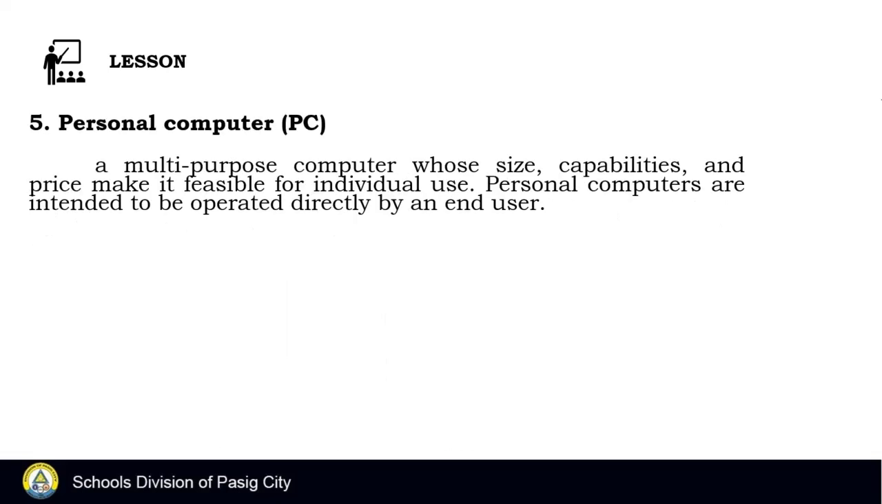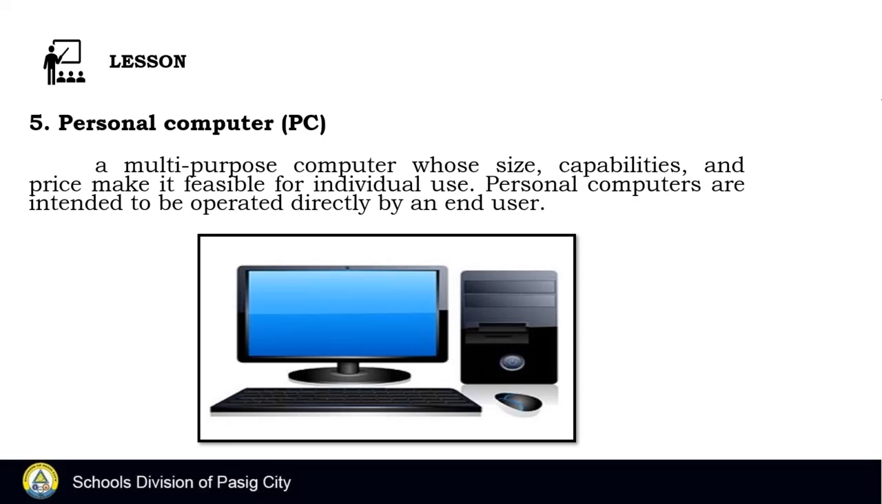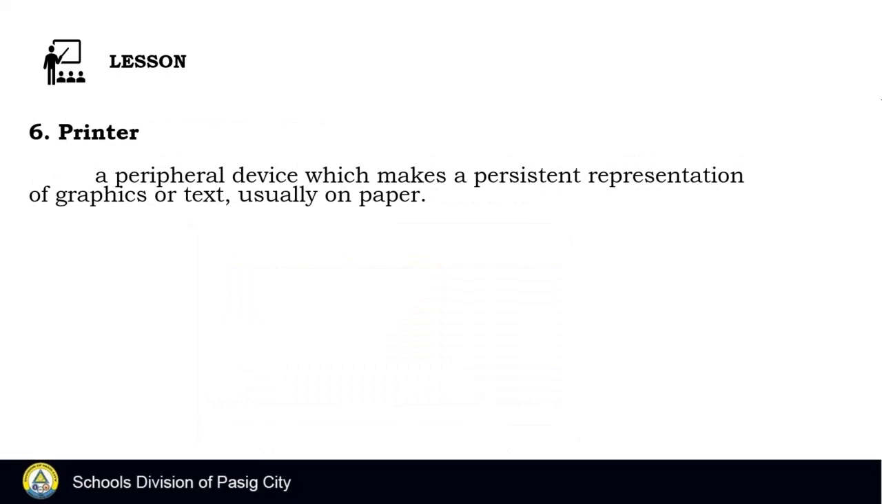Number 5, personal computer, a multi-purpose computer whose size, capabilities, and price make it feasible for individual use. Personal computers are intended to be operated directly by an end user. Number 6, printer, a peripheral device which makes a persistent representation of graphics or text, usually on paper.